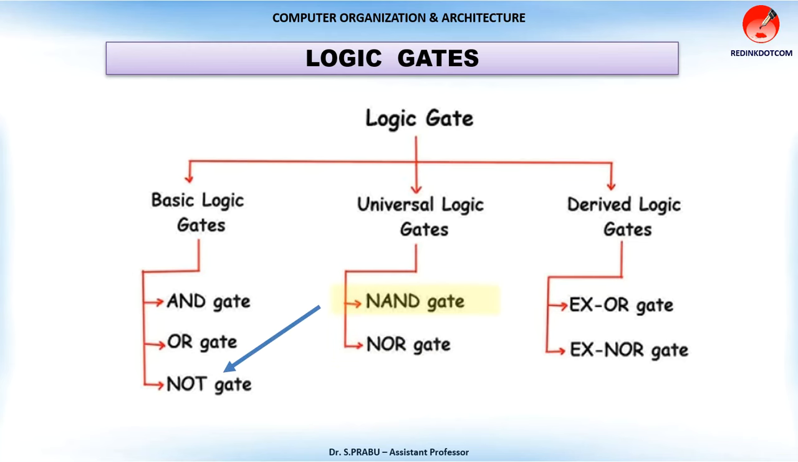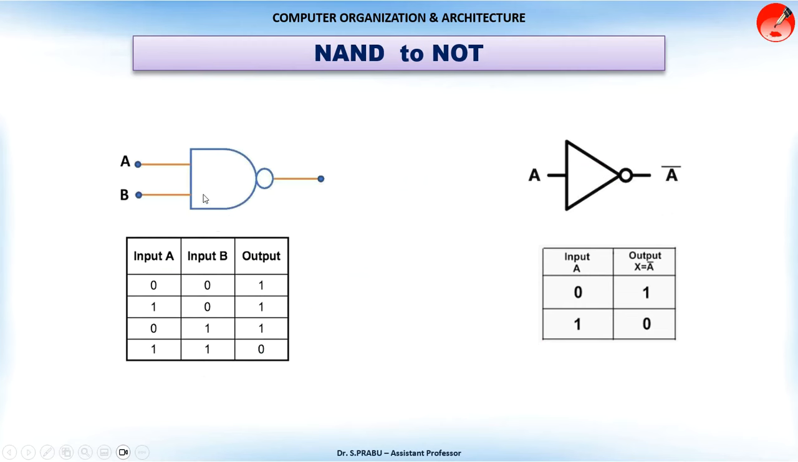Let's see how the NAND gate can be used to generate other logic gates. First take the NOT gate. This is the NAND gate symbol and truth table, and this is the NOT gate symbol and truth table. We have to get this output using this NAND gate. When comparing these two gates, this is a two-input gate and this is a single-input gate. So first I check the truth table. Look at the rows where both inputs are the same. Here, if the value is 0, the output is 1. If the value is 1, the output is 0.